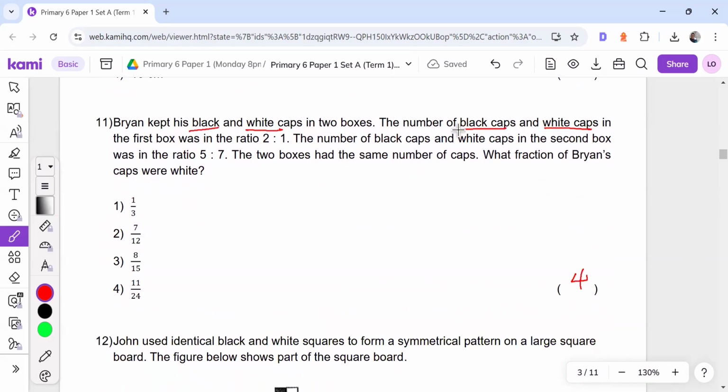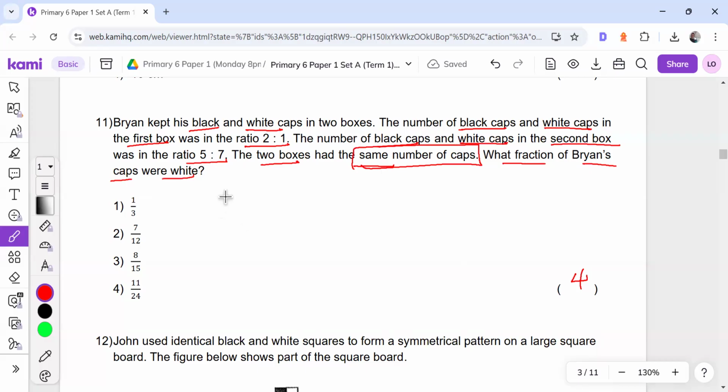Now, Brian kept his black and white caps in 2 boxes. The black caps and white caps in the first box were in the ratio 2:1. The black caps and white caps in the second box were in the ratio 5:7. The 2 boxes had the same number of caps. Now, this is language. What do you mean by this? It means the 2 boxes have the same total. What fraction of Brian's caps were white?